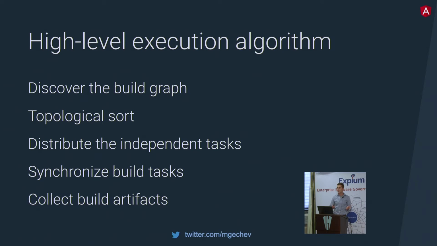So the higher-level execution algorithm of a build system would be first discovering this build graph. Right after that, performing some topological sort so that we can start with the nodes of the graph which don't have any dependencies and which can be built independently. After that, we go to distributing the individual tasks on different computational units, which could be different cores or different machines in the cloud, synchronizing the build tasks and collecting the build artifacts.